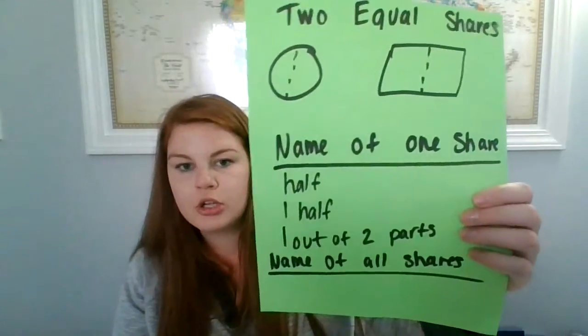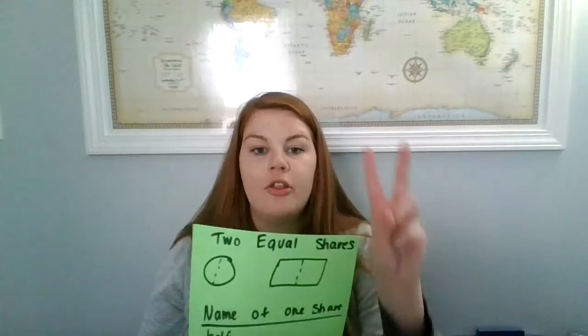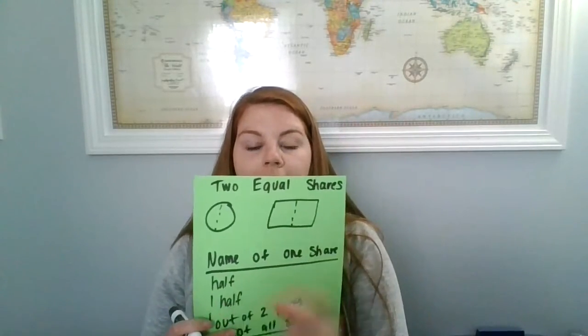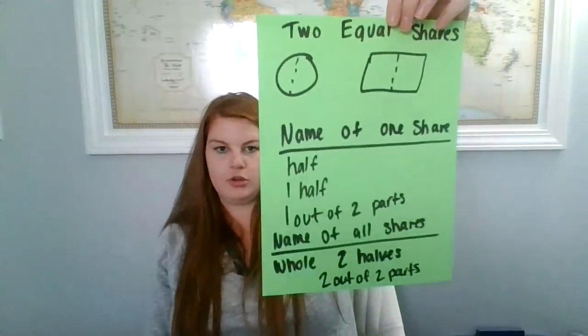And now to name all of the shares, so if you're talking about the whole cracker or this whole shape, you would call it whole, like I just said. Or you could say how many pieces there are. There's 2, so instead of being 1/2, it would be 2 halves. Or you have all parts. 2 out of 2 parts would be the other thing you could call this, okay?